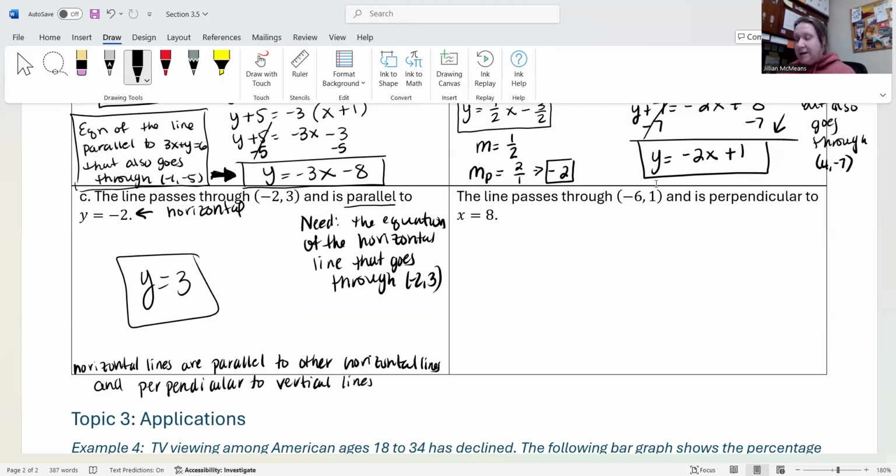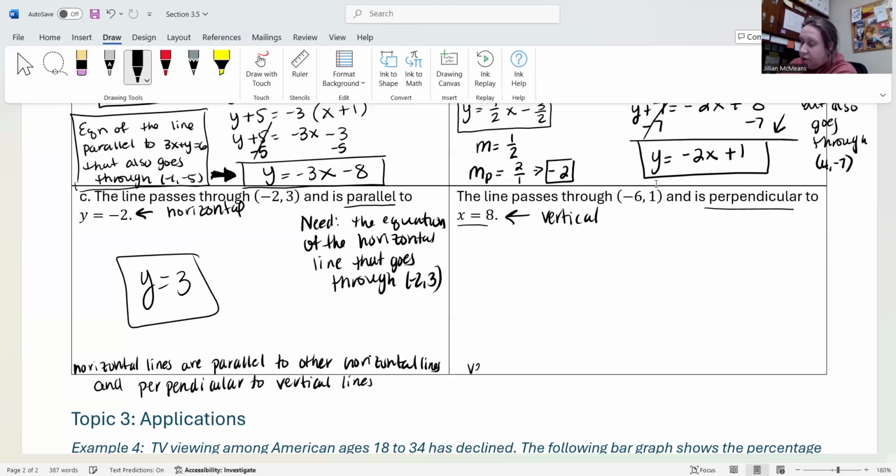Now, for part D, it looks like I forgot the actual D for part D, but the information is good, so let's just go with it. The line has to pass through (-6, 1) and be perpendicular to x equals 8. Well, let's talk about x equals 8. If we have x equals 8, we can see right off the bat we're missing a y. That means we cannot touch the y-axis, but because we have an x, we have to touch the x-axis. So in order to touch the x-axis and not touch the y-axis, we would have to be parallel to the y-axis, which means we are vertical.